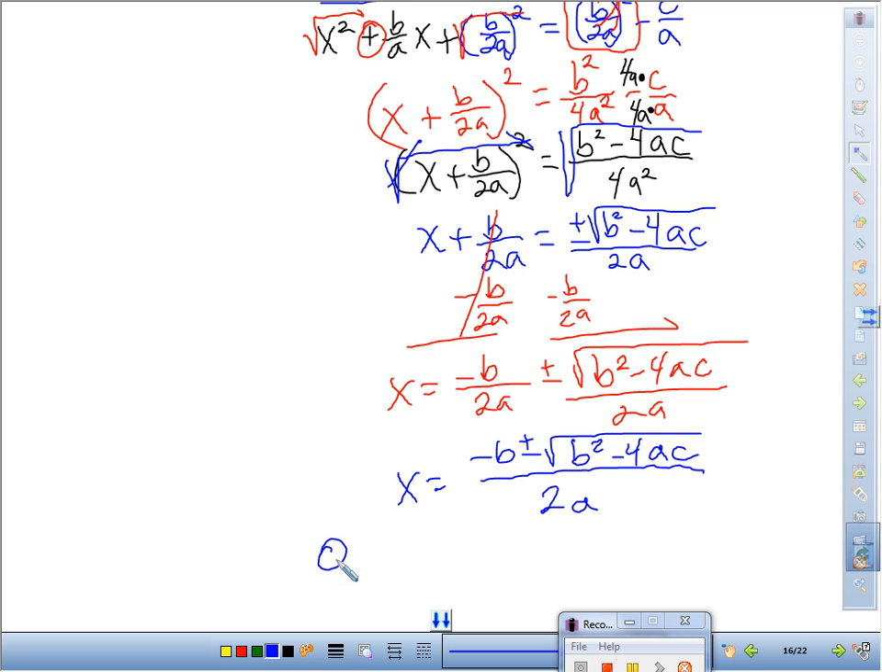And this is what we call the quadratic formula. Copy that, please.